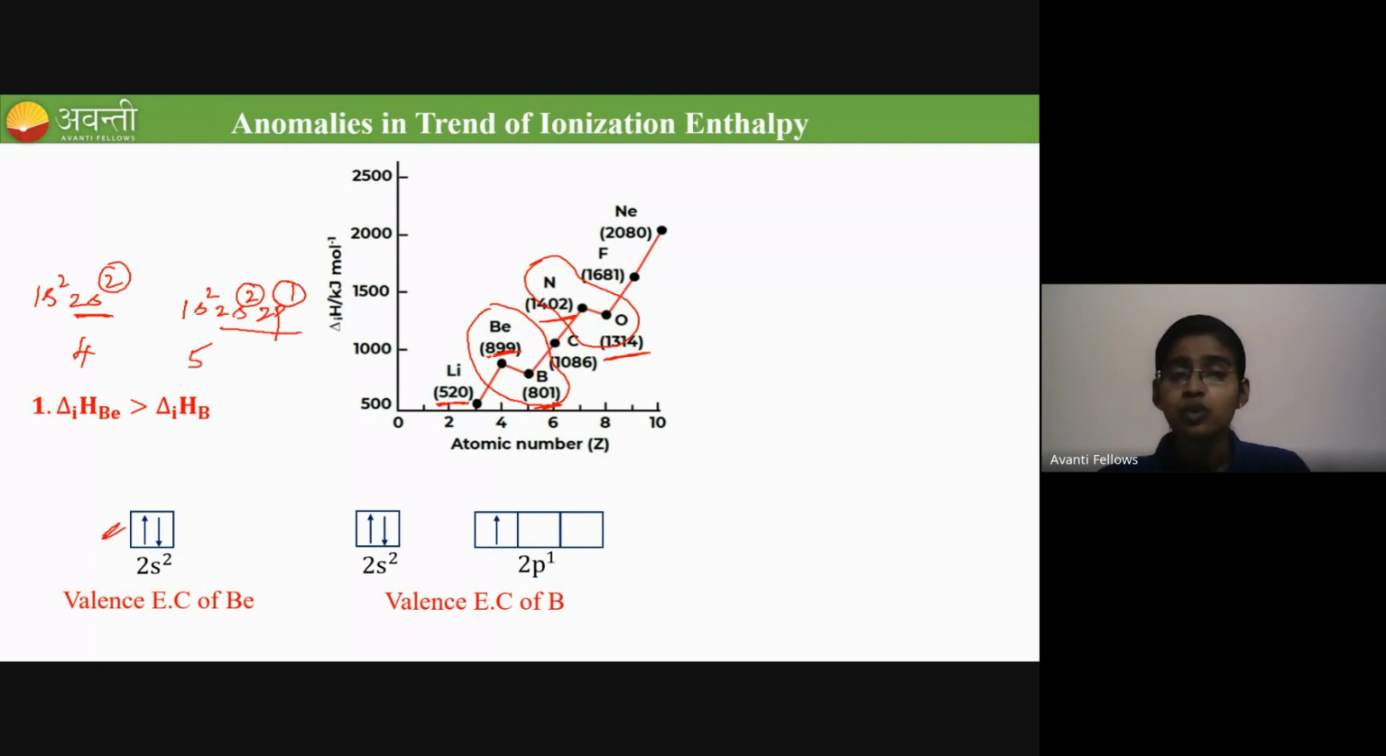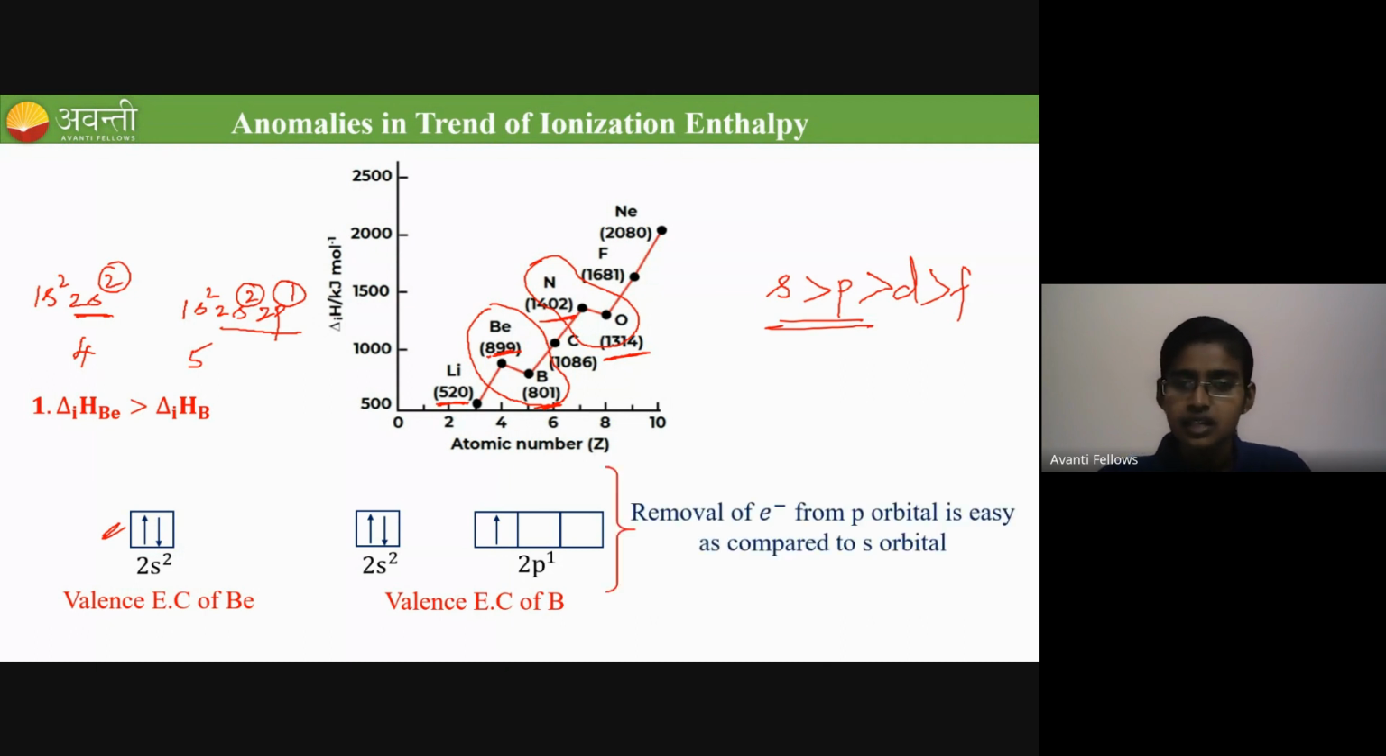Now the removal of an electron from the 2p orbital is easy compared to the removal of an electron from the s orbital, because I already told you the s electron shielding is more. The s electron will be closer to the nucleus compared to p. So I can remove the p electron easily compared to s. Very little energy is required to remove this boron 2p electron compared to the 2s electron of beryllium. So that's why boron has a lower ionization value compared to beryllium. Got it? Fully filled electronic configuration is the reason.